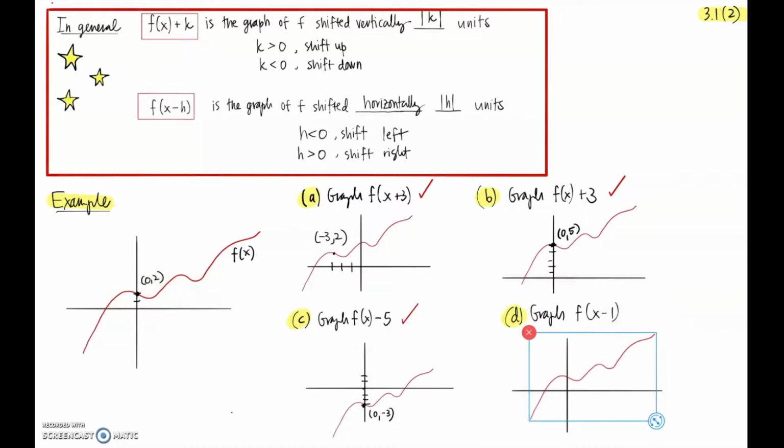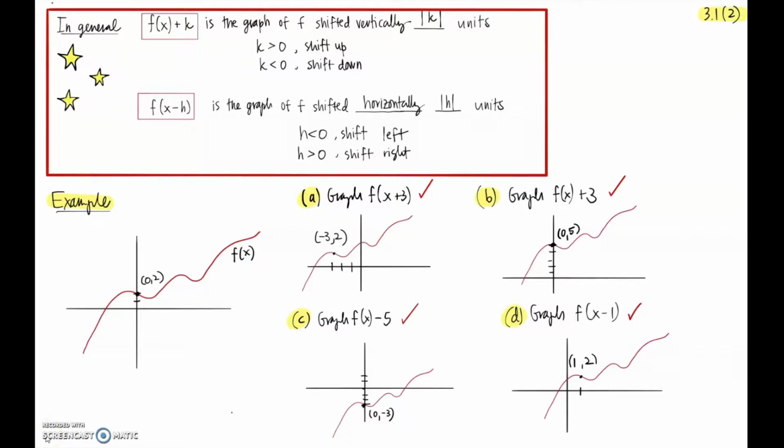Here's our original function sitting where it does originally, and I'm going to shift it 1 to the right. So I'm going to take it and just move it 1 unit to the right. So that point that was at 0, 2, it's right here, and now it got shifted 1. It's still vertically at 2, but now instead of being at 0, it's at 1. And we finished all 4 of those.